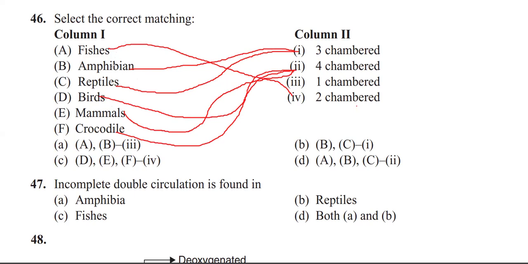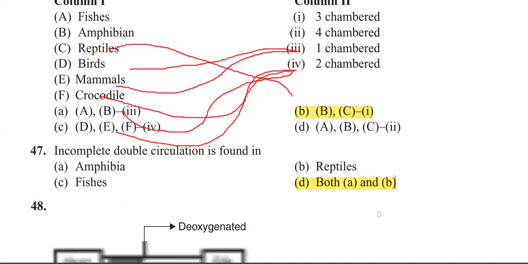So A and B, no. B and C, amphibians and reptiles, yes. Amphibians and reptiles, first option. D, E, F, birds, mammals, and crocodiles, option 4, two-chambered, no. A, B, C, fishes, amphibians, reptiles, four-chambered, no. So the correct option is the second option. Incomplete double circulation is found in amphibians, reptiles, fishes, both reptiles and amphibians, both A and B.